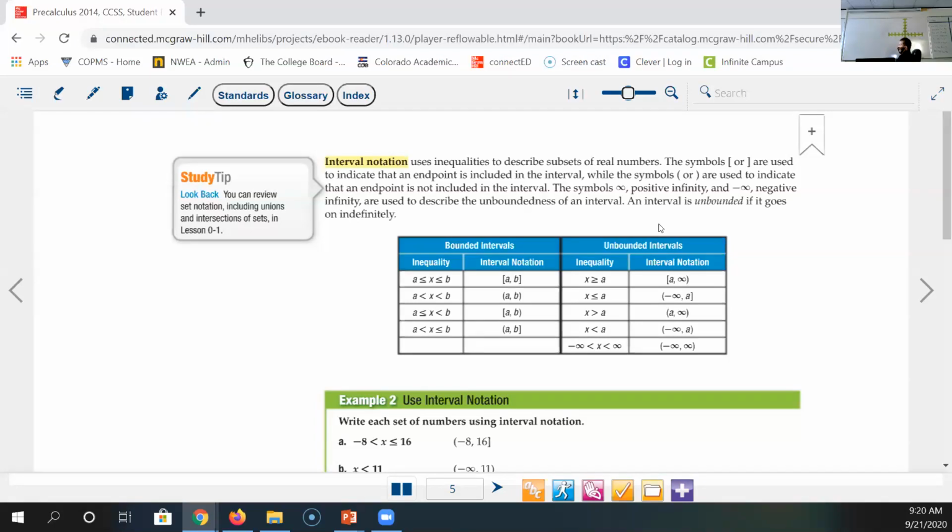Okay, so I'm going to give you guys about a minute, minute and a half to copy that down. And then we're going to go to an example that makes us use them.